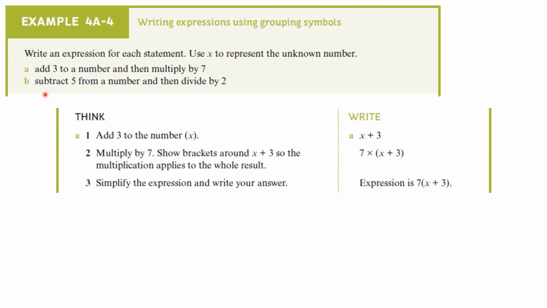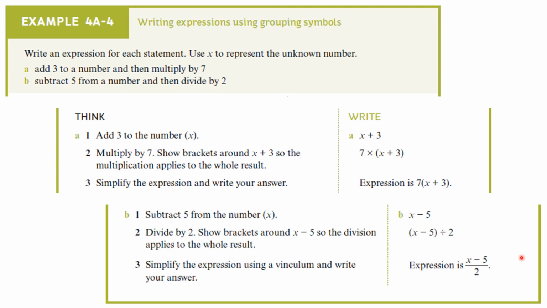Question B, subtract 5 from a number and then divide by 2. We've got a division here, so we should end up with something that looks like a fraction form. And there it is. First we do our x minus 5, then we can write it as divide 2, but then preferably write it as x minus 5 over 2.